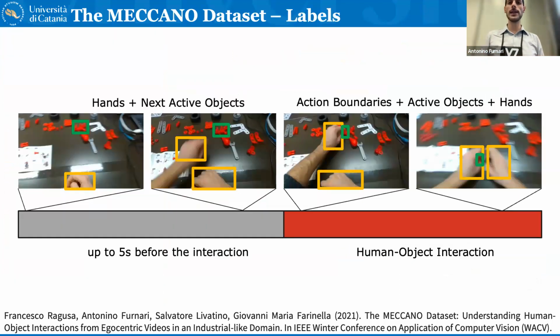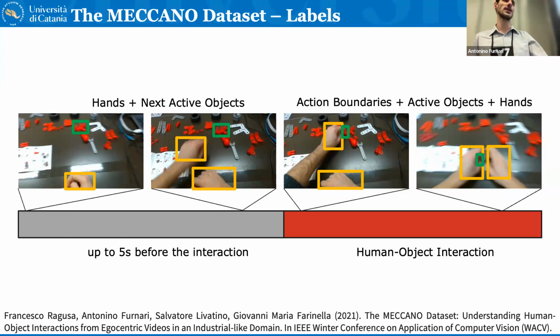And we then labeled the data with different annotations which can allow us to understand the past, the present, and the future. So we annotated the start and end time of each action, and then the positions of hands and manipulated objects. And then we tracked these bounding boxes back before the beginning of the action, so that we can also try to understand what's going to happen in the future.